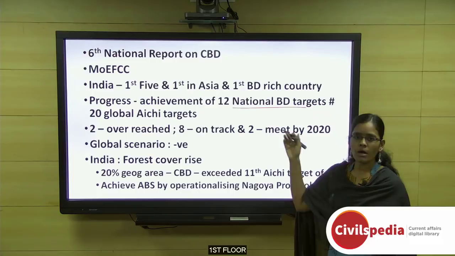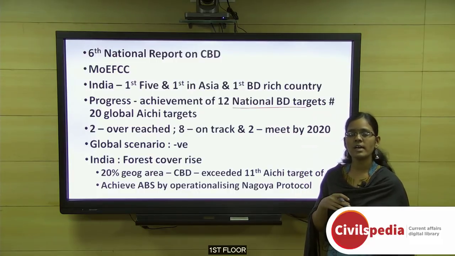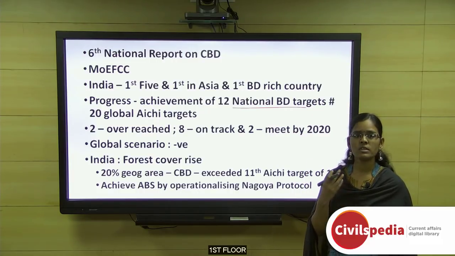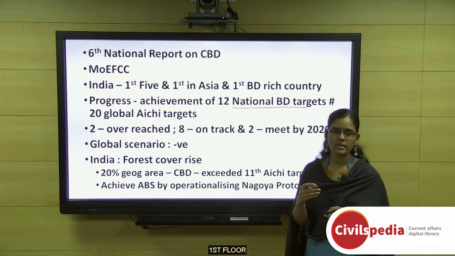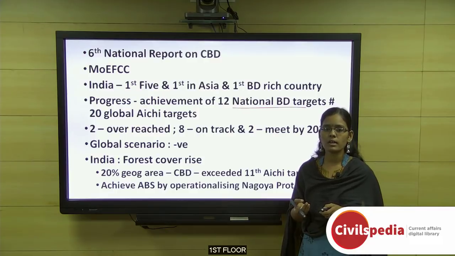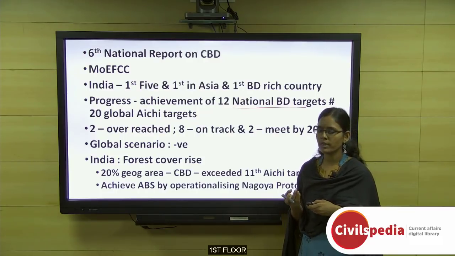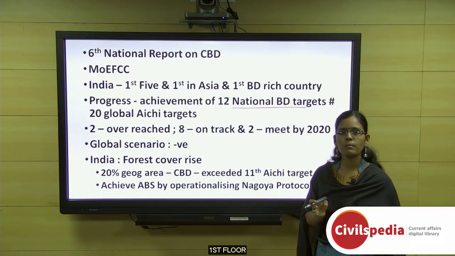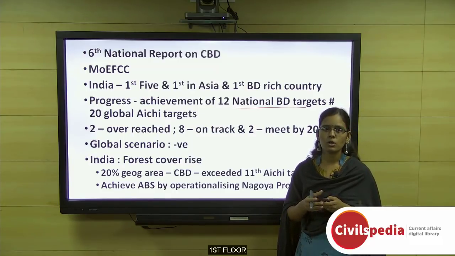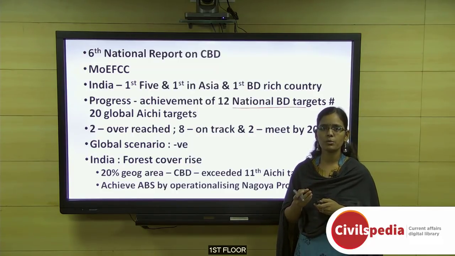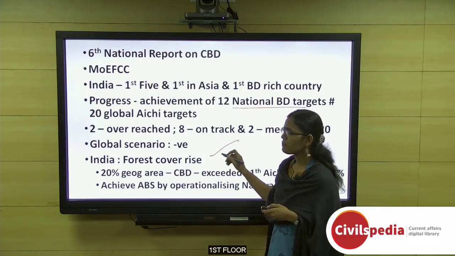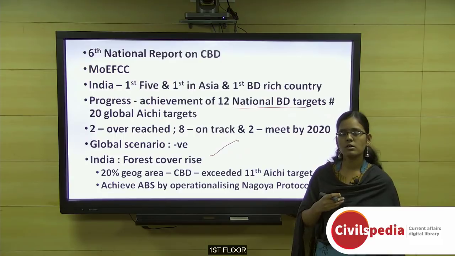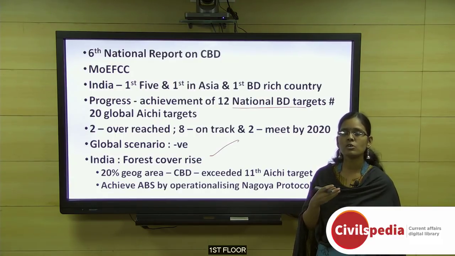Among these 12 targets, India has overachieved 2 targets, like the forest cover increase. With respect to the 8th target, it is on track. And for the 2 remaining targets, it is going to meet the target by 2020. In the global scenario, the picture was very negative for many other countries, while India is on the positive side. For example, the recent survey has shown that India's forest cover is on the rise.